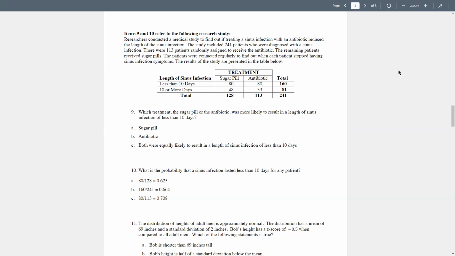Okay. They say which treatment. I think what you look at is only the 10 days. They say which treatment, the sugar pill or the antibiotic, was more likely to result in a length of sinus infection of less than 10 days. You say both of them? Some people say both of them. Anybody else have any idea? Or is this just hard? It's hard.